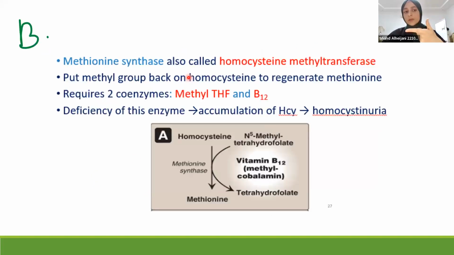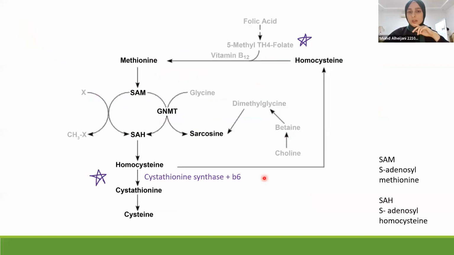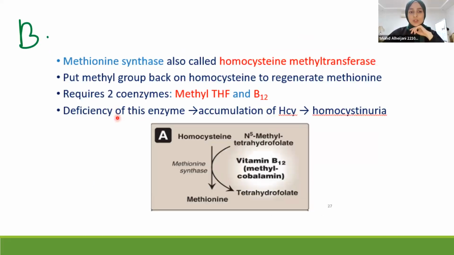And then we have the other pathway, which is the methionine synthase pathway, also called homocysteine methyltransferase. This puts the methyl group back on homocysteine to regenerate methionine. This requires two coenzymes: methyl tetrahydrofolate, to give us the methyl group to attach back to form methionine, and vitamin B12 or methylcobalamin, which is this pathway here. So either of those could be affected to cause an increase in homocysteine. A deficiency of this enzyme causes accumulation of homocysteine, causing homocystinuria.